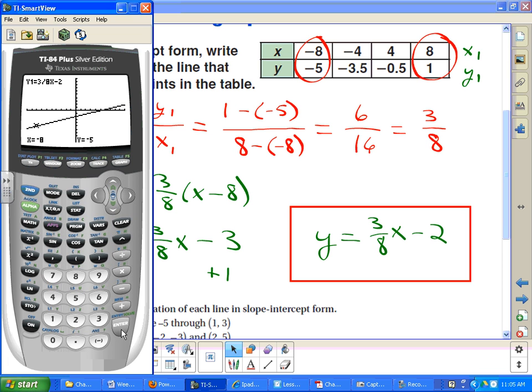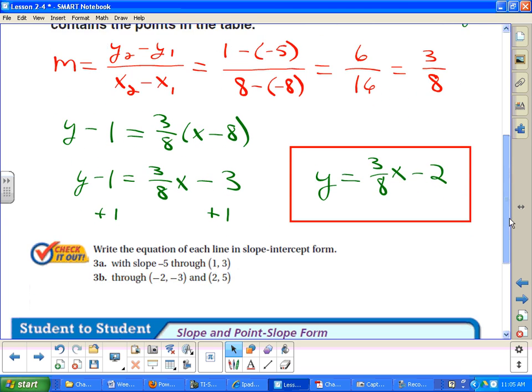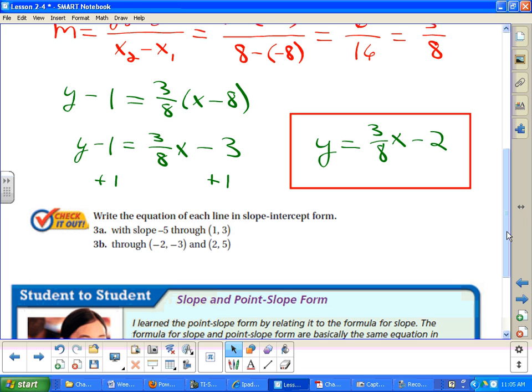Okay. So when you graph a line, if you hit the trace key, then you can put any x number you want in, and it'll give you the y value for it. So I want you to do just letter A.